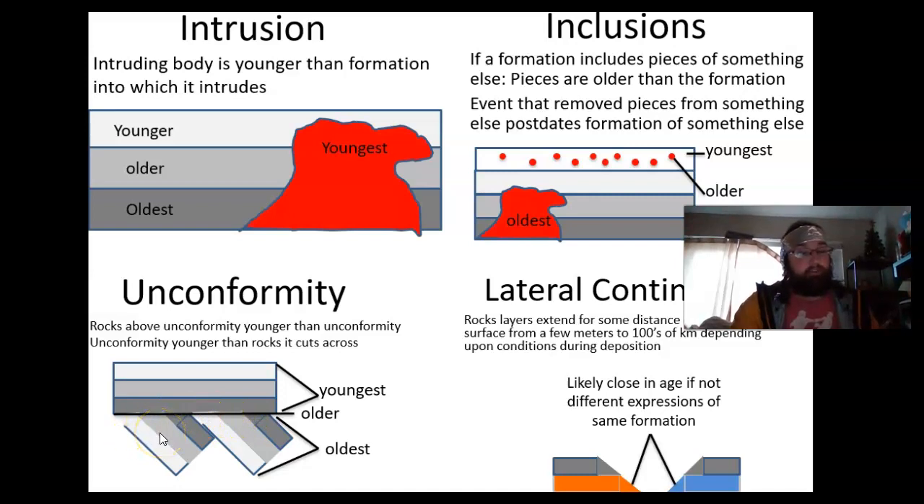Now, it's fully possible to have unconformities that are almost exactly parallel with the layering not only above them, but also below them. We call those paraconformities. Now, whenever you see one of these, what it's telling you is simply that erosion happened.